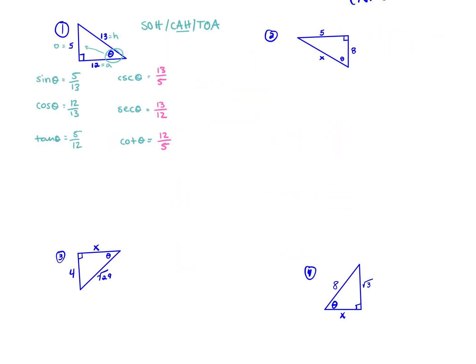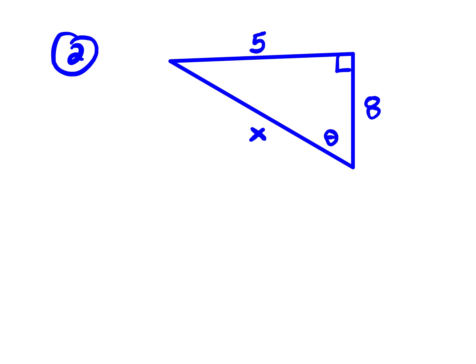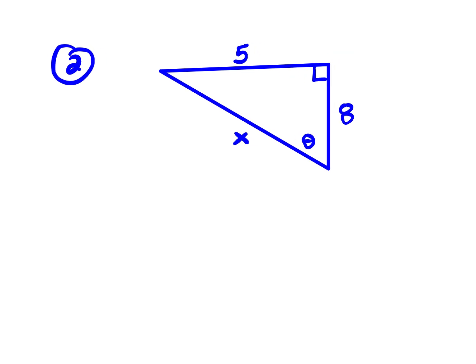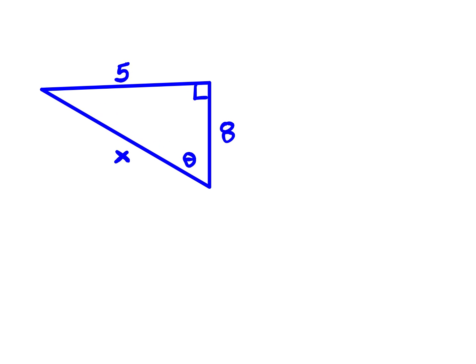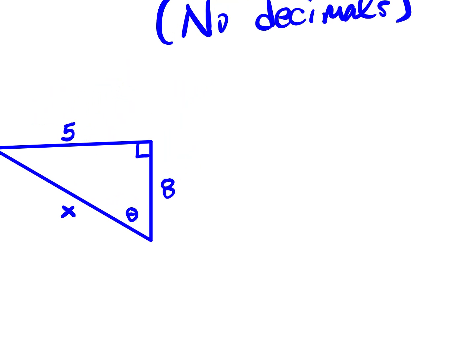Now looking at number 2, it only gives us 2 of the sides of the triangle here. How do you think I could find the third side? Anybody remember? Pythagorean theorem. Perfect. Our Pythagorean theorem is a squared plus b squared equals c squared. So it doesn't matter which one's your a or which one's your b, but c matters. C is always going to be your hypotenuse.